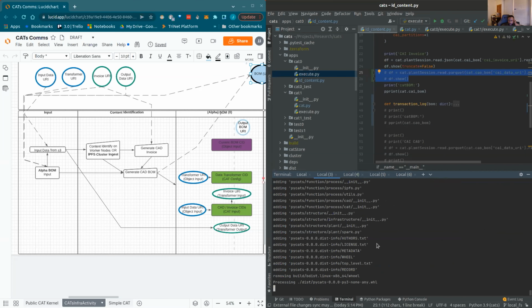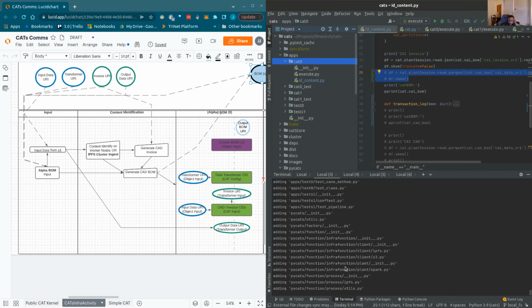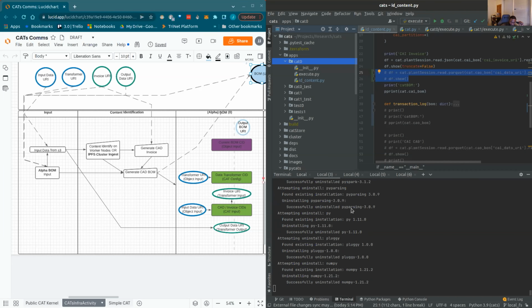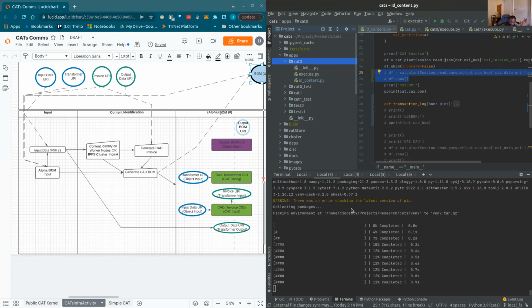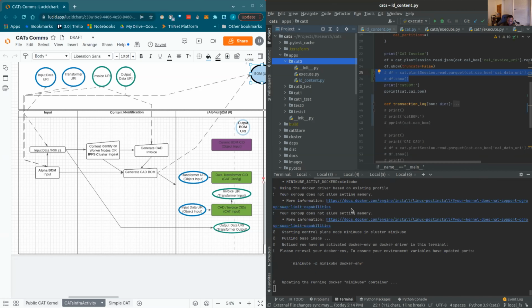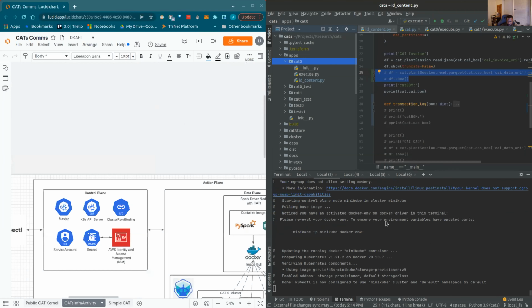Right now, the dependencies of the cat 0 application are being handled. The cat 0 application is being packaged into a virtual environment, and these dependencies are being installed into that virtual environment as well. The virtual environment is created, installed, and zipped. After this virtual environment is compressed, it will be distributed to all the worker nodes in the Spark cluster.